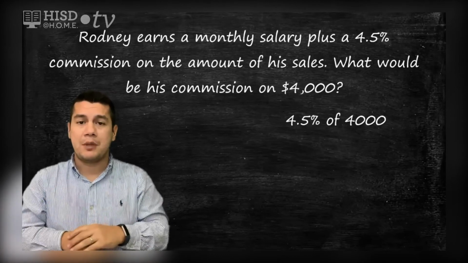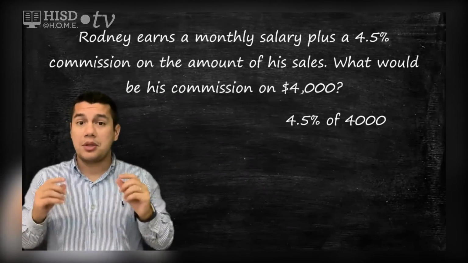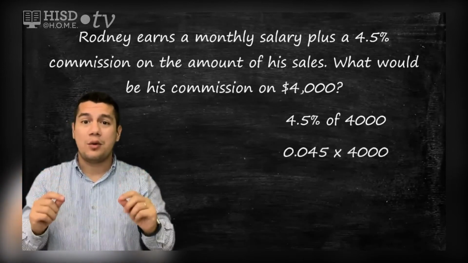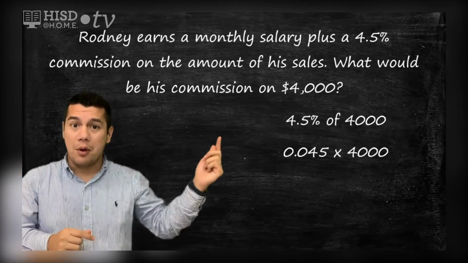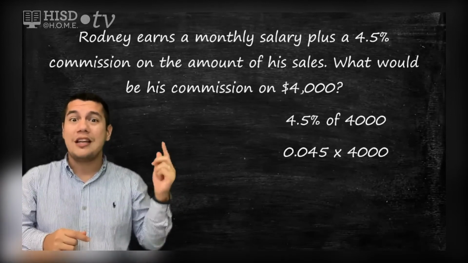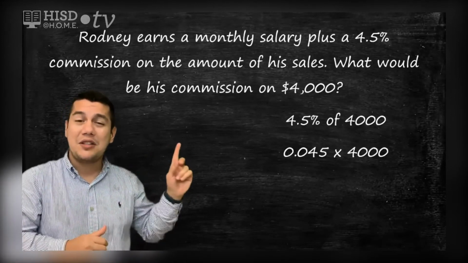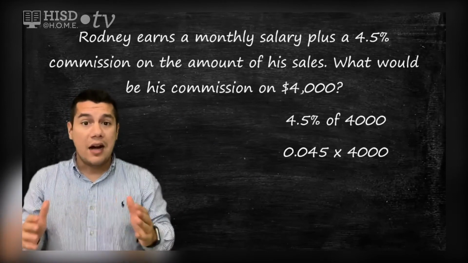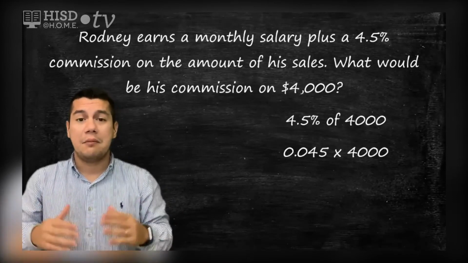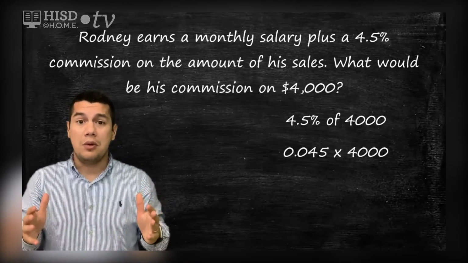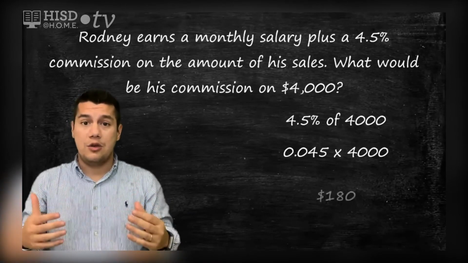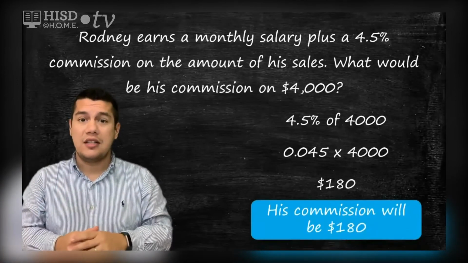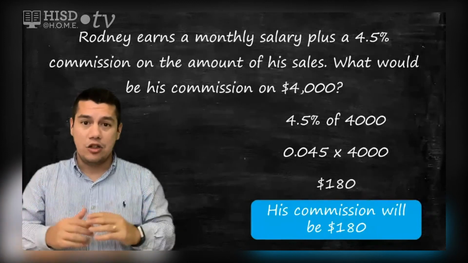That's the amount that he sold, and we're gonna try to find out how much he is going to earn from that. Remember that we have to change this percent to a decimal. So it's gonna be 0.045. Remember, we just move the decimal point twice to the left. And that is going to be multiplied times the 4,000. Now we get that the multiplication of this number is equal to 180. And we just found out that his commission is $180.